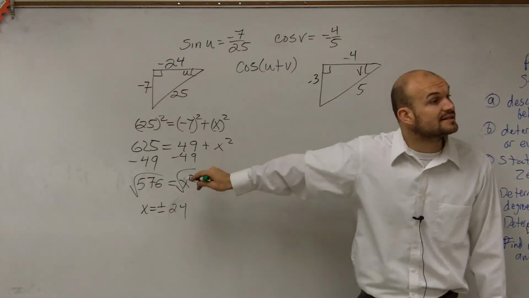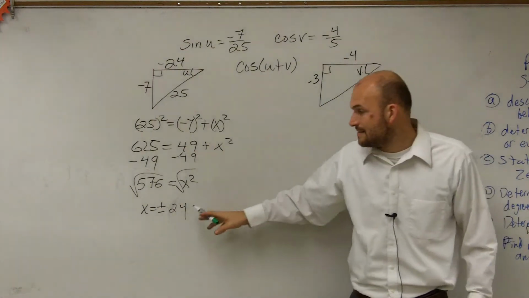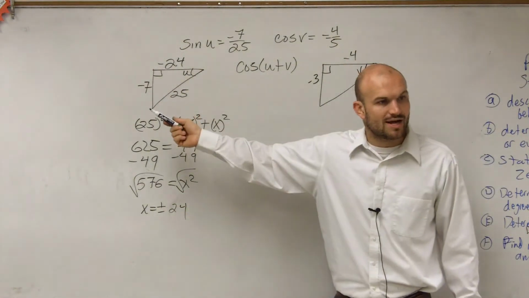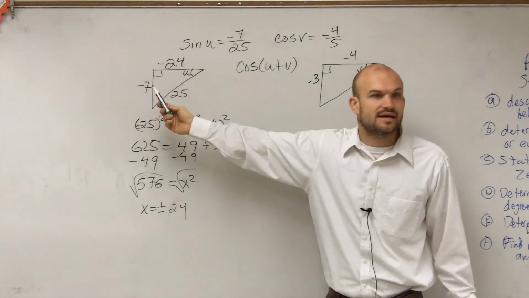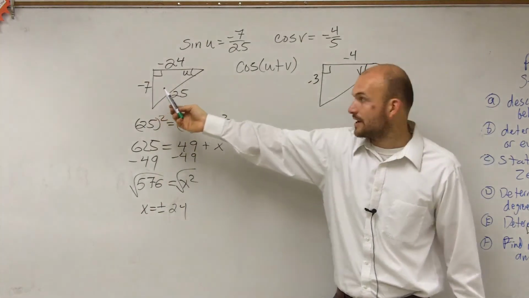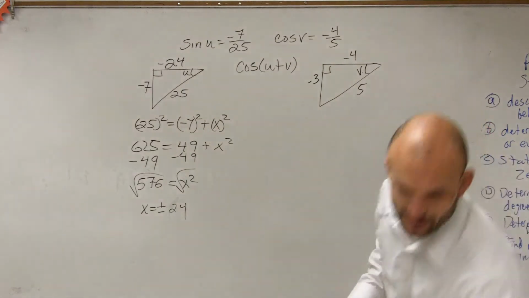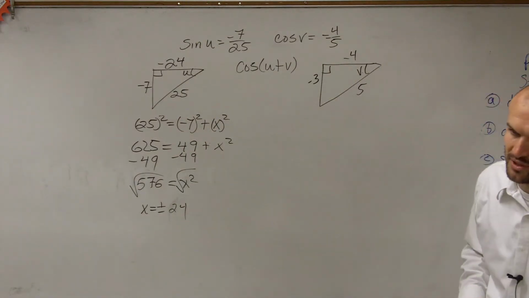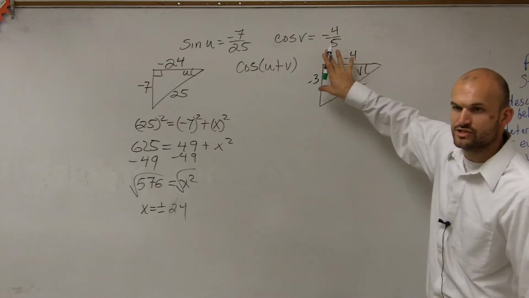So you guys can see I take the square root of x squared, and that gives me plus or minus 24. But since I'm dealing with the second quadrant, I know that it has to be negative. Does that make sense? OK? So now the next thing we need to look at is they're asking us to find cosine of u plus v.